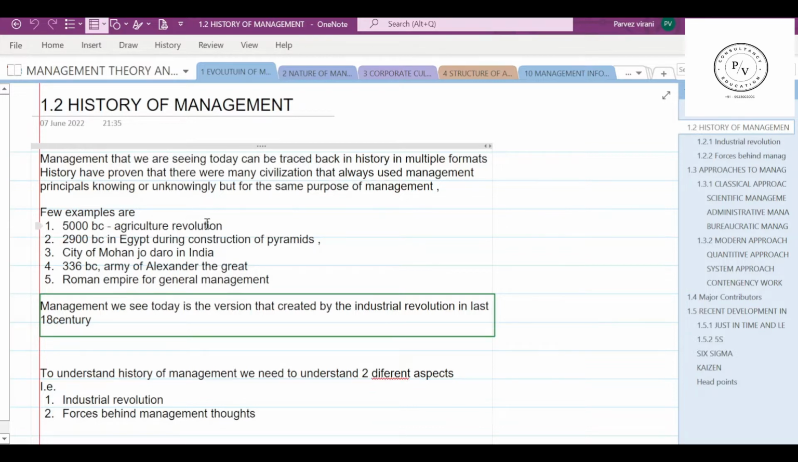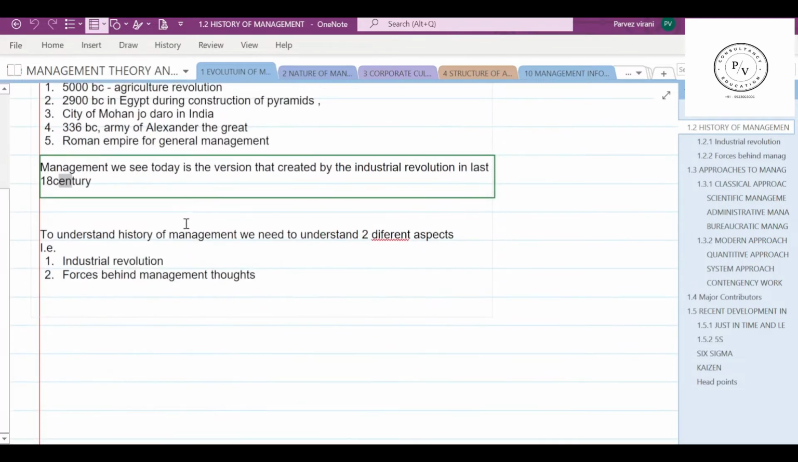In 5000 BC the agriculture revolution happened, then in 2900 BC Egypt during the construction of pyramids, the city of Mohenjo-daro in India, in 336 BC the army of Alexander the Great, the Roman Empire's general management. All these people used management principles knowingly or unknowingly. Management as we see today is a version that was created by the Industrial Revolution in the 18th century. To understand the history of management, we need to understand two aspects. First is the Industrial Revolution, and second is the forces behind management thoughts.